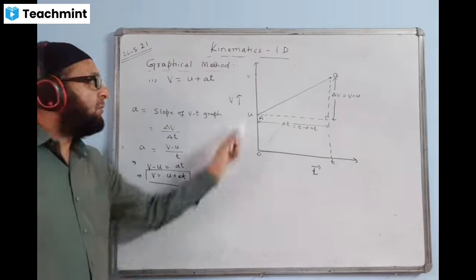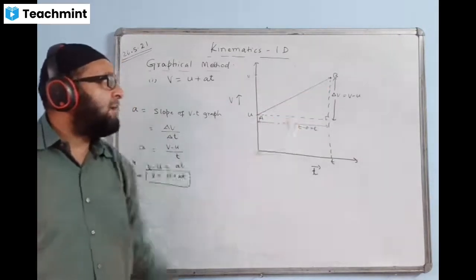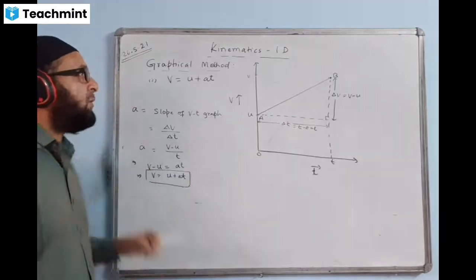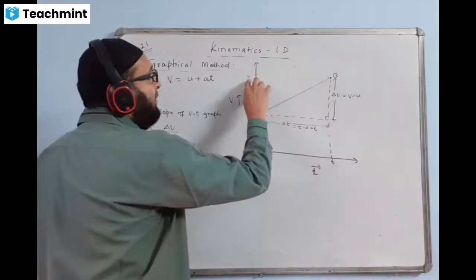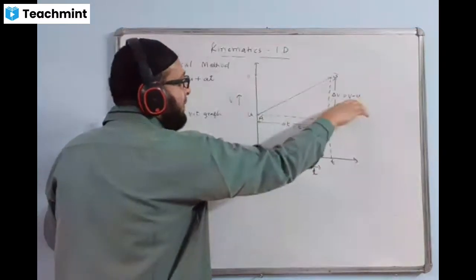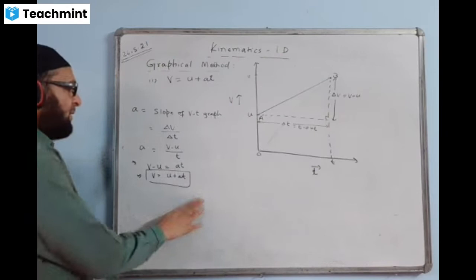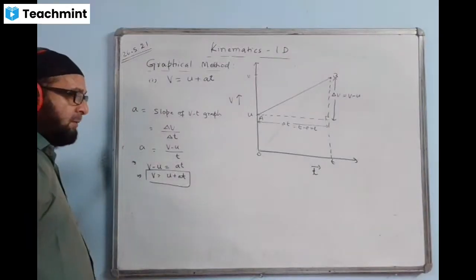And the slope, how do we find this angle? Tan theta is perpendicular by the base. The perpendicular value is delta V, which is the change in velocity. At this point, what is the velocity? V. And at this point, what is the value of velocity? U. So V minus U is the value of delta V. So the first formula is proved.